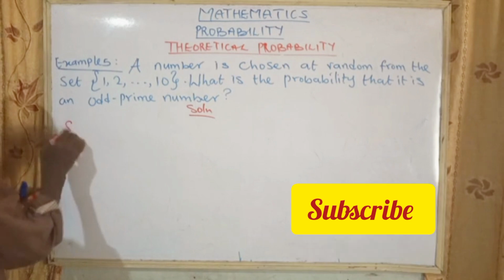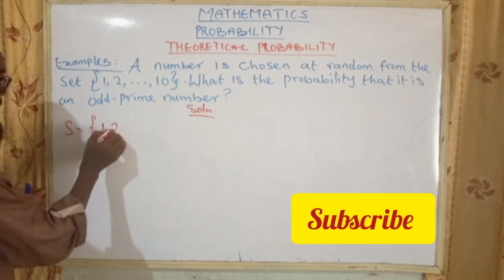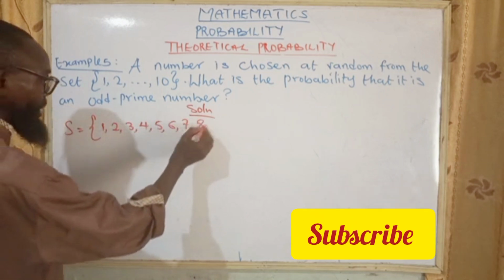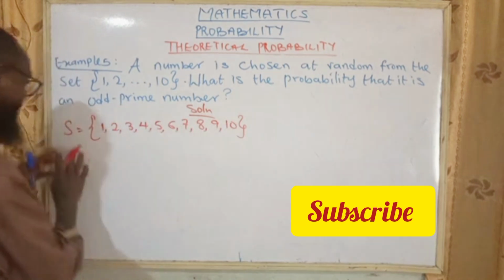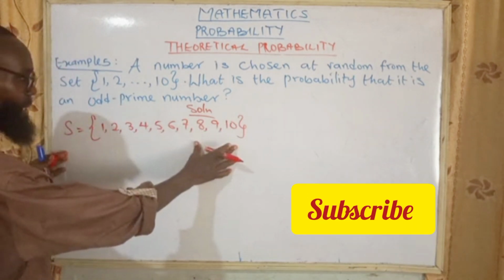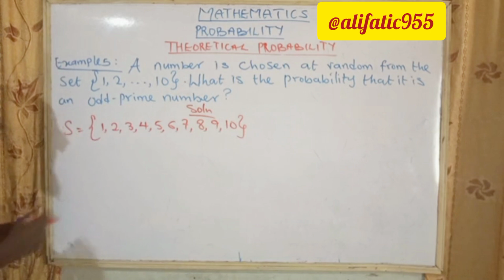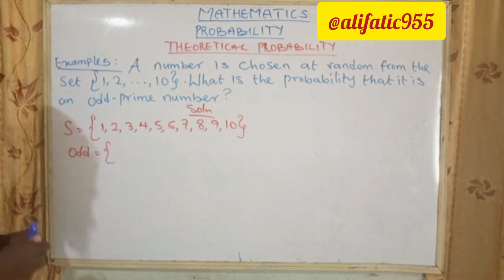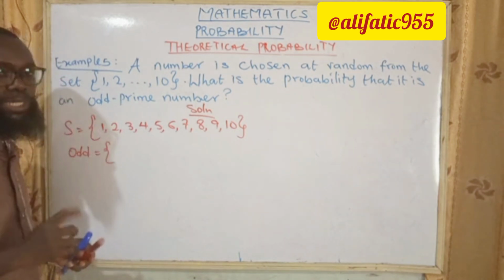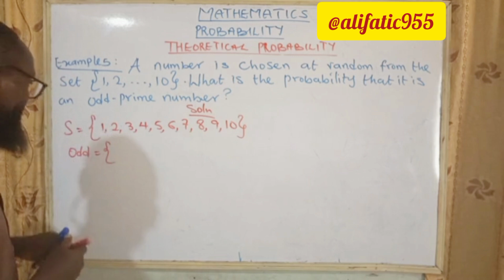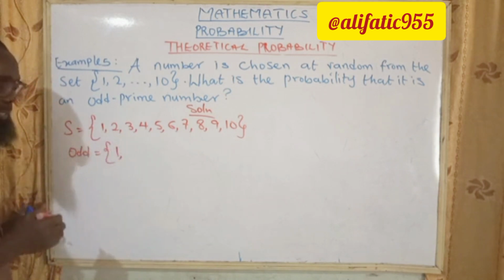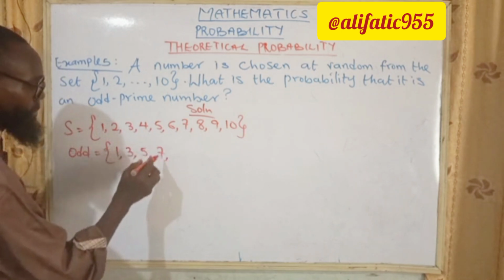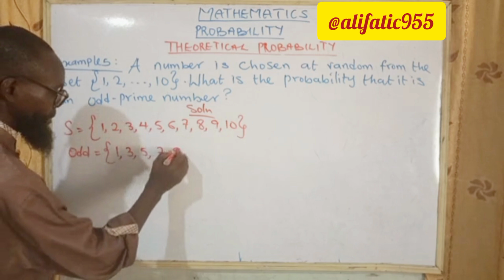Let's say we have a set, the sample space, we have 1, 2, 3, 4, 5, 6, 7, 8, 9, 10. Our sample space here, 1 to 10, has been given. So we now want to identify what our odd numbers are. What are odd numbers? Numbers that when 2 divides leave a remainder of 1. Starting from 1, and it will be increasing by 2, we have 3, we have 5, we have 7, we have 9. These are the odd numbers.